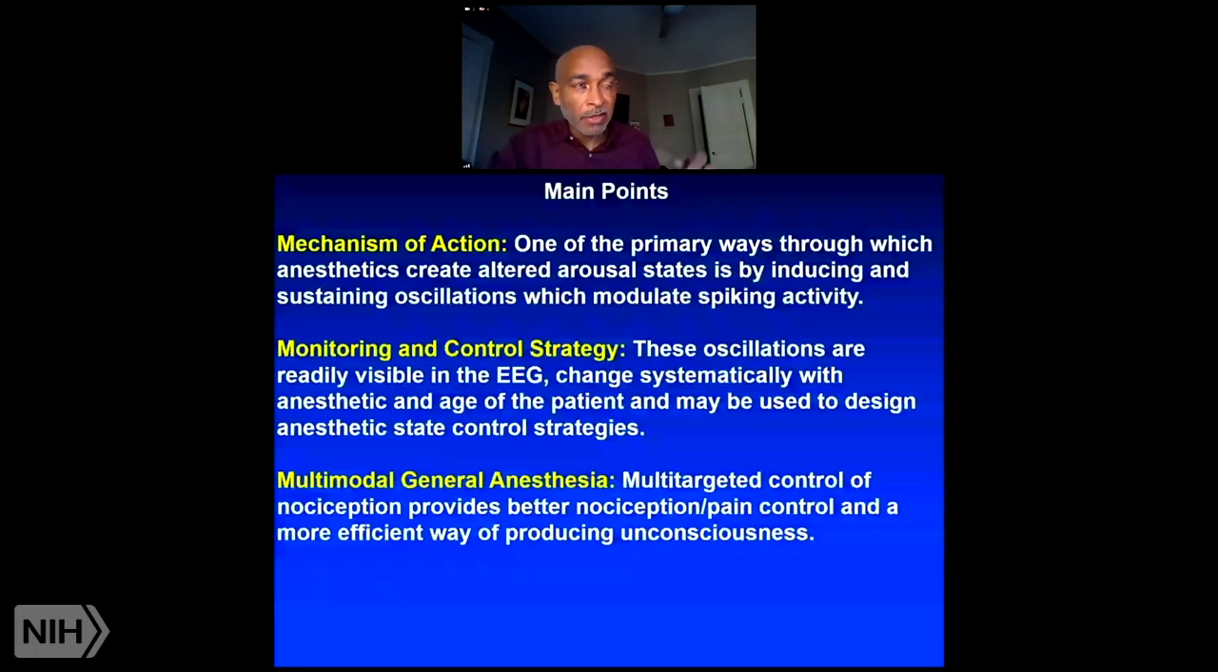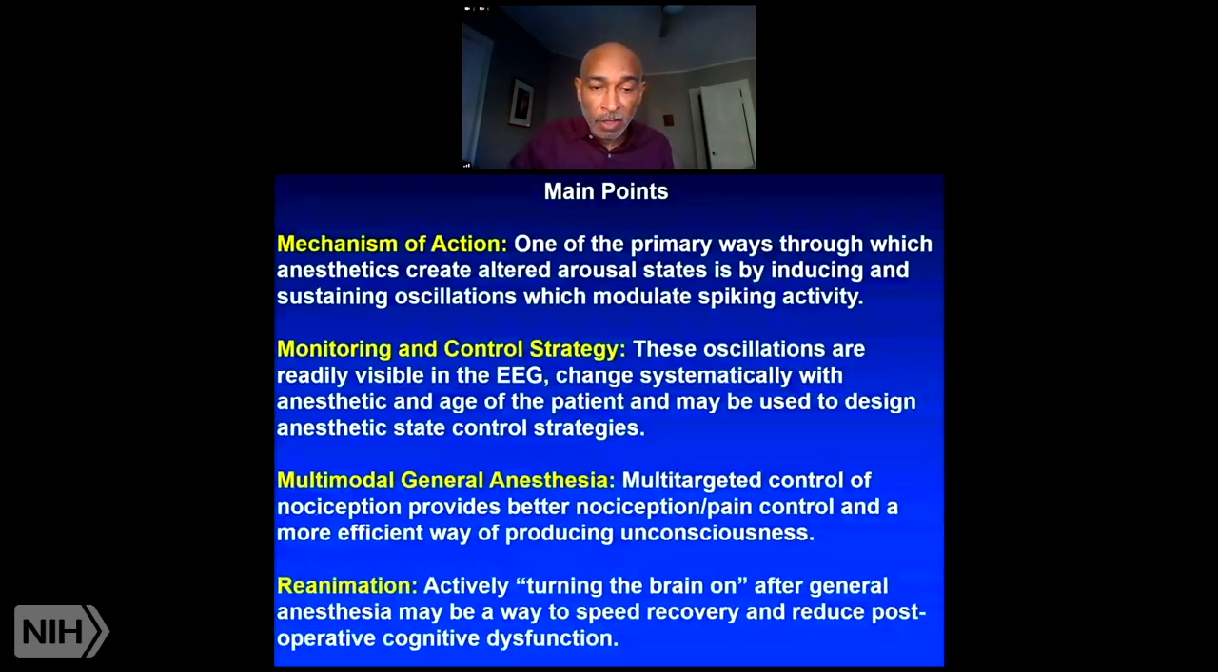The idea here is that you can target multiple pathways in the nervous system that control pain or nociception. And by so doing, you can reduce the amount of drug you need to make someone unconscious. So you win by not giving someone as much anesthesia to keep them unconscious, and you get essentially better control of nociception and pain. Clearly, this is one of the ideas which we're studying to help reduce the use of opioids. And then finally, reanimation, turn the brain back on.